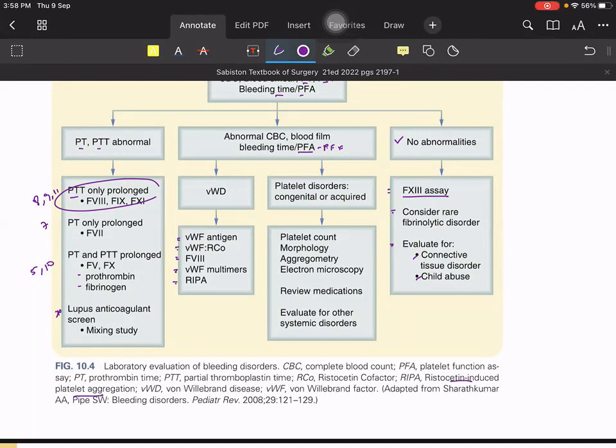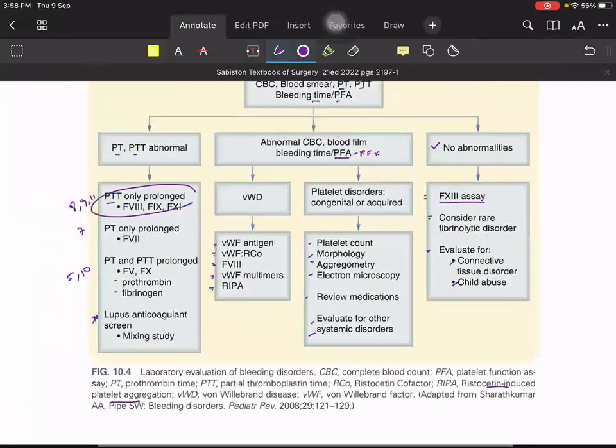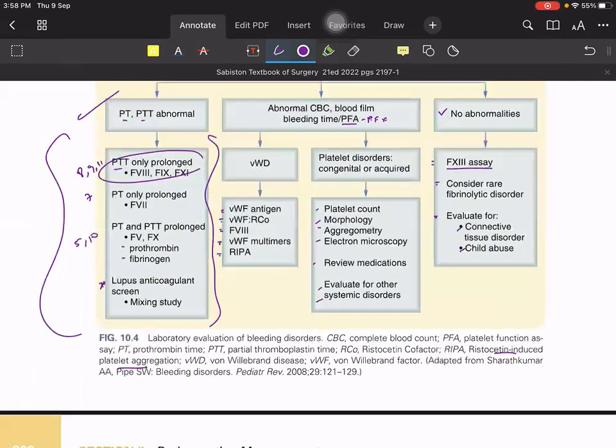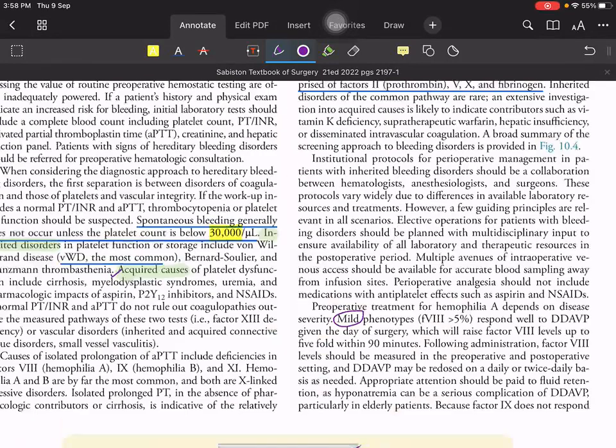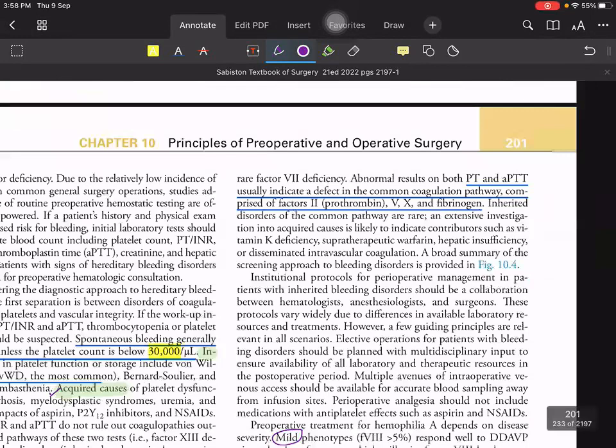If a platelet disorder is there, then you have to see whether it is congenital or acquired, and we will go according to that. Other platelet studies you have to do. The main thing to crack MCQs is here, this is what they will expect. These are the diagnostic things only, and how to manage them is very important for a surgeon.